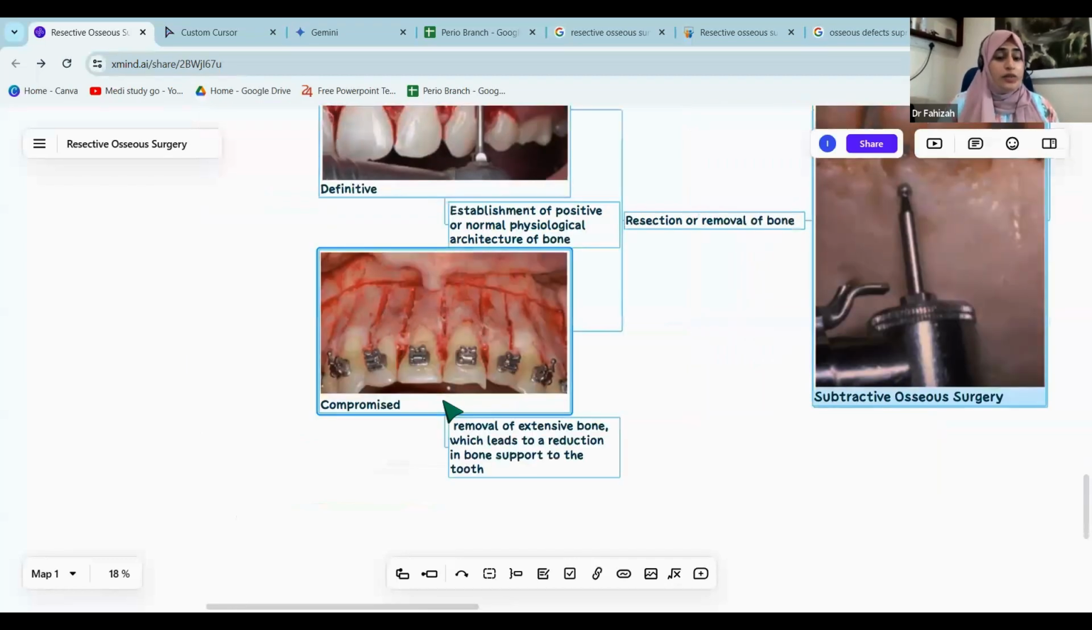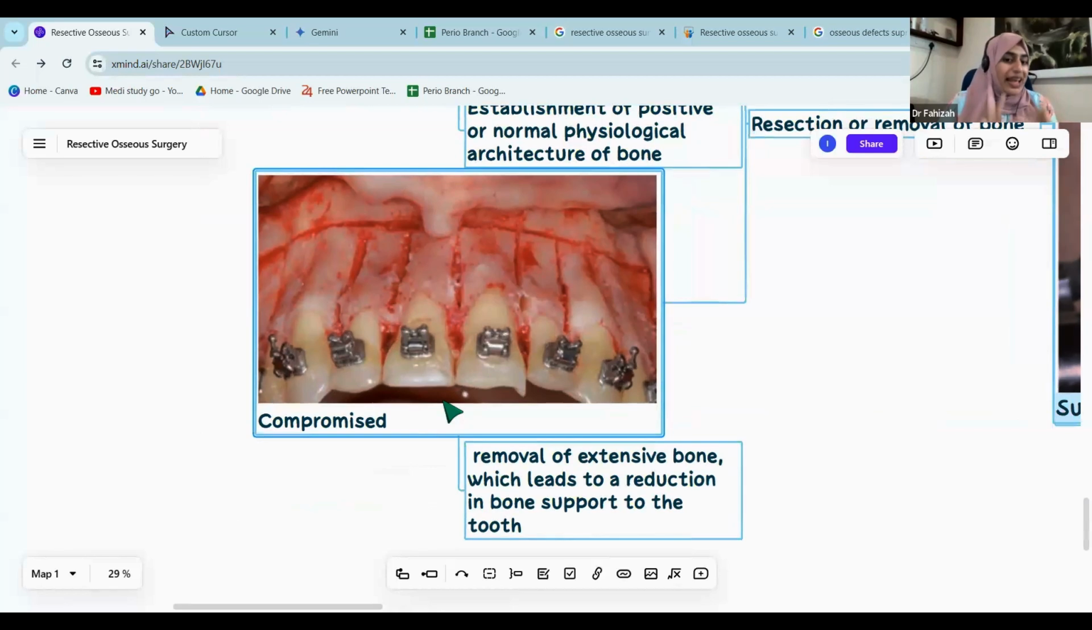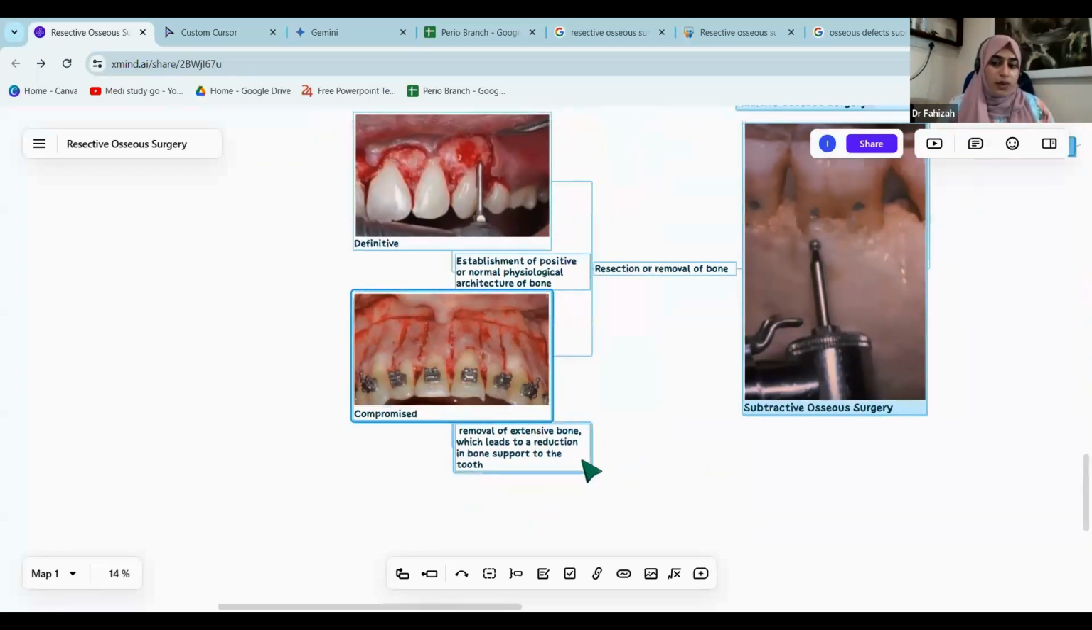Whereas compromised involves removal of extensive bone. In some cases you have to reduce the bone because it is damaged by periodontal disease, so you remove some bone for easy maintenance. But at the same time, it is compromising the support of the teeth as well. There is no other option; you have to do that for a longer prognosis and better stability of the teeth. For that purpose you're compromising the surrounding tissues of the tooth, so it becomes compromised. It involves removal of extensive bone, which leads to a reduction in the bone support of the teeth. Those are the two types of subtractive osseous surgery. Is it okay?